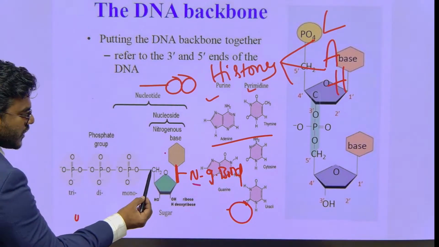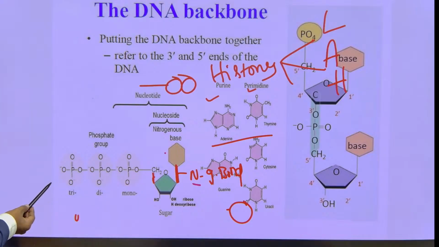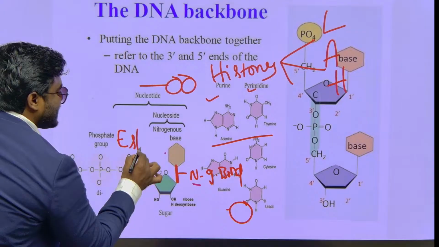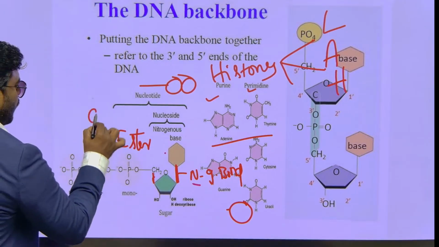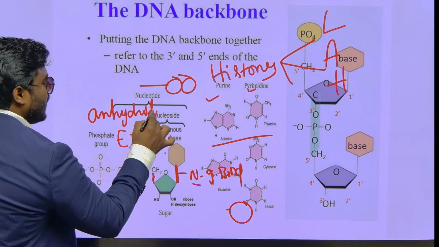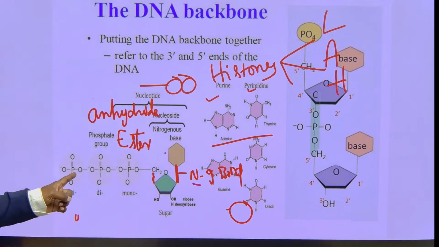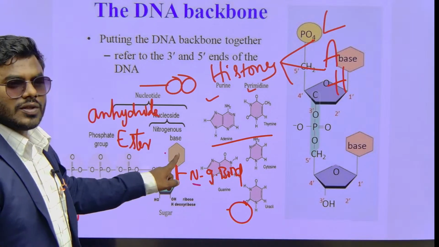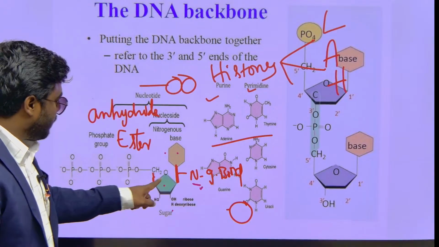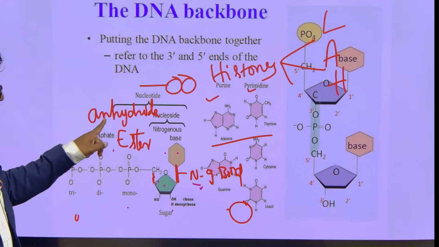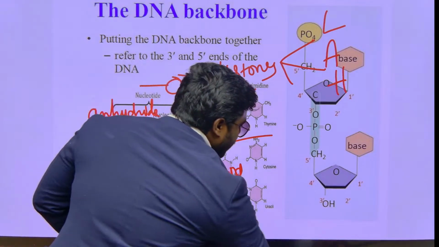Now, the 5th carbon of the sugar is connected to the phosphate group. Please don't confuse: you may call it an ester, or more broadly an anhydride bond. This is never phosphodiester. It is not phosphodiester. So the bond that connects sugar to the base is the N-glycosidic bond. The bond that connects the sugar to the phosphate is the anhydride bond. Then what exactly is a phosphodiester bond?